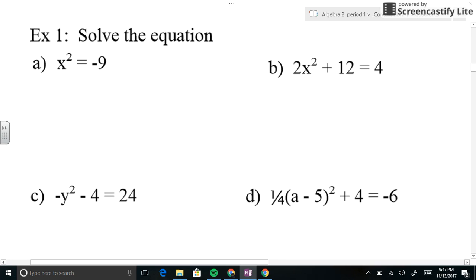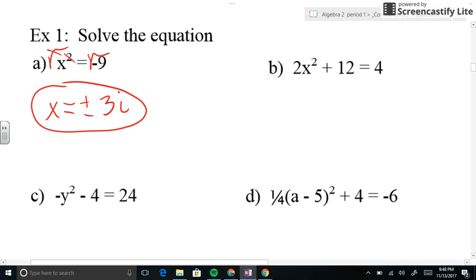So let's solve some equations that may have some imaginary answers. First one, letter A, we have x squared equals -9. So we would solve this by taking the square roots of x squared, and a square and a square root will cancel out. So we'll get x by itself. And if you remember from yesterday, anytime we take the square root, we always get a plus or minus. And the square root of 9 is 3. And the square root of -1 is i. So the square root of -9 is positive or negative 3i.